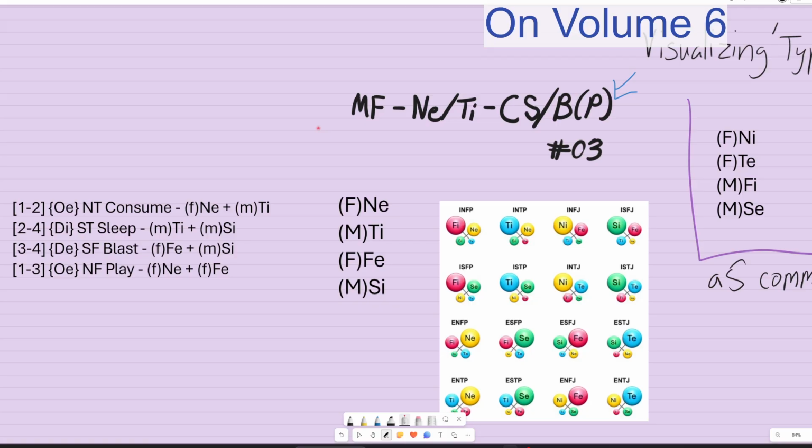So what does this mean? We're talking about 1 to 2 OENT consume. We're talking about 2 to 4 DIST sleep. We're talking about 3 to 4 DESF blast. We're talking about 1 to 3 OENF play.